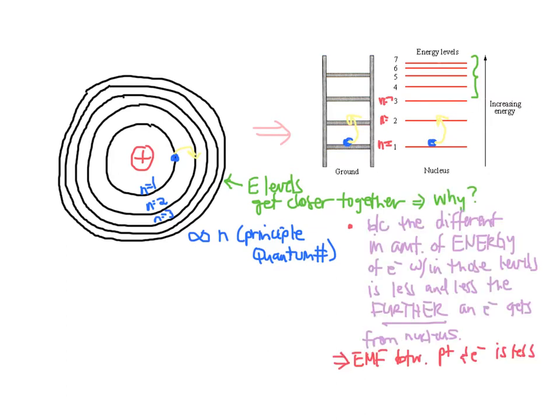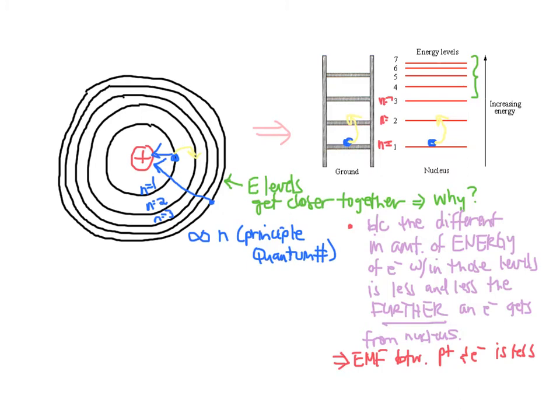And the reason they get closer together isn't because they physically, in real life, are actually closer together. We draw it this way to represent the fact that the further an electron orbits from the nucleus, the less energy or the less attraction it has to the nucleus. So if you have an electron way out here in energy level 5, in n equals 5, its distance from the nucleus is greater than the distance from, say, n equals 1. And that means there's less electromagnetic force pulling on it from the nucleus.